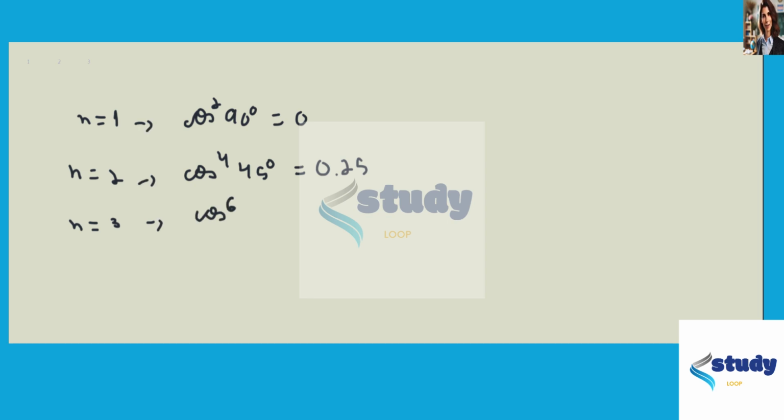N equals 3. This is cosine to the 6th of 30 degrees. This is 0.422. N equals 4. Cosine to the 8th, and angle 22.5 degrees. This is 0.51. We are getting close.